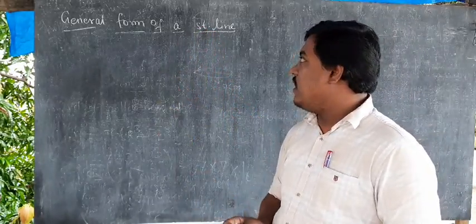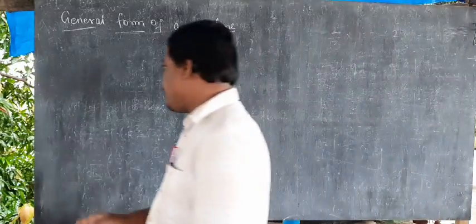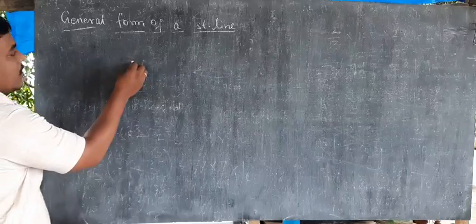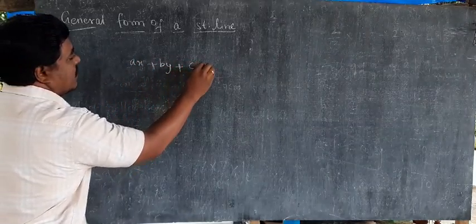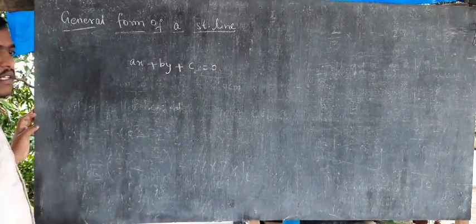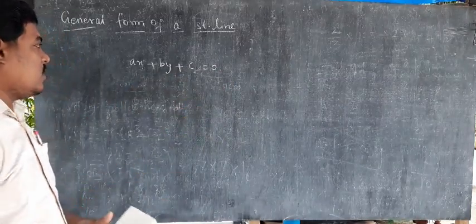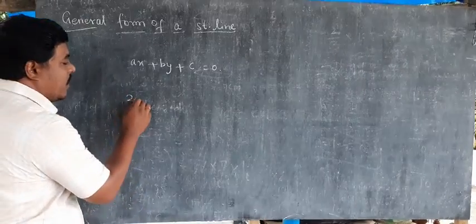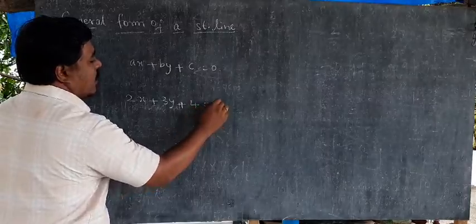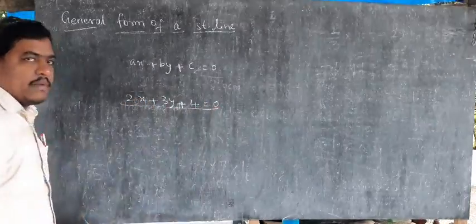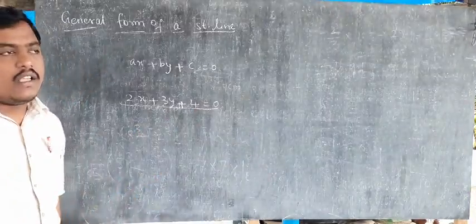General form of a straight line. What is the general form of a straight line? It is ax plus by plus c equal to 0. This is the equation of the straight line. You already know 2x plus 3y plus 4 equal to 0. When an equation like this is given, it is called a straight line equation, the line equation.